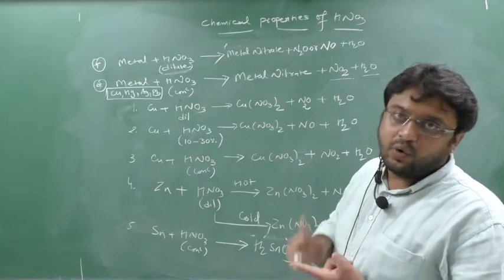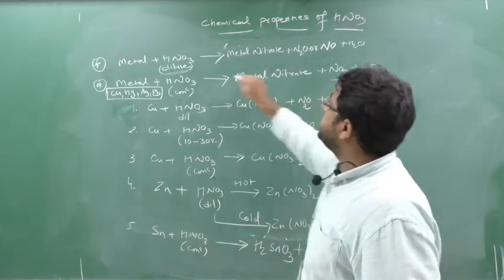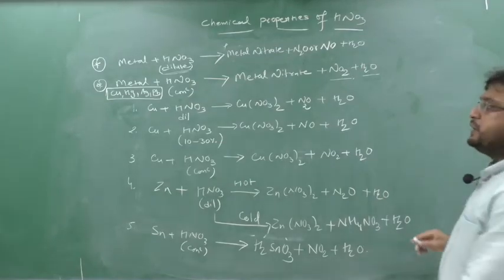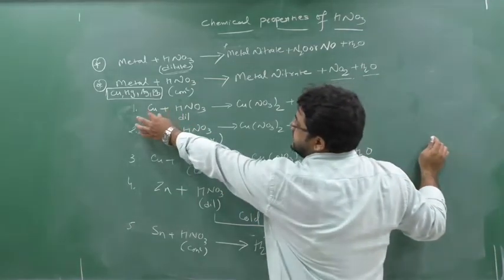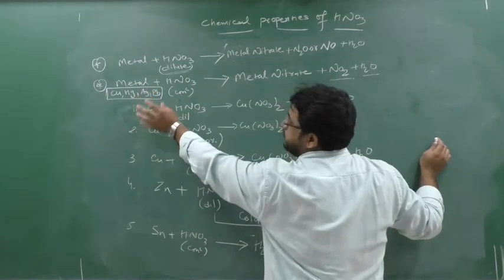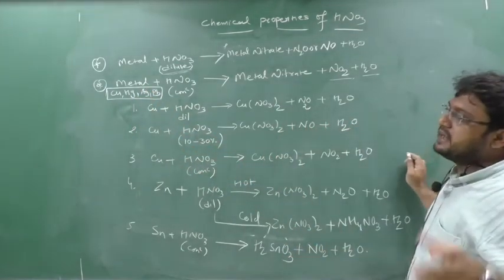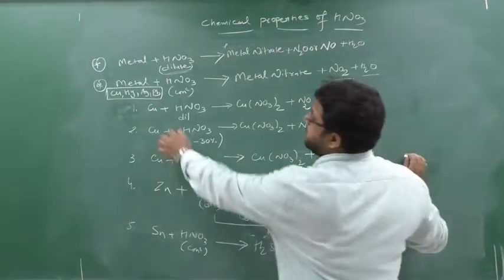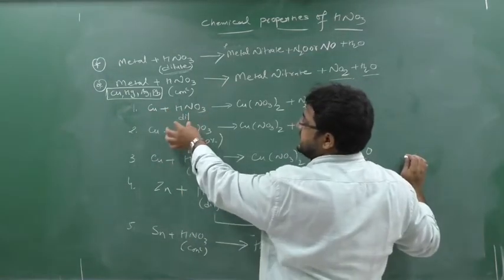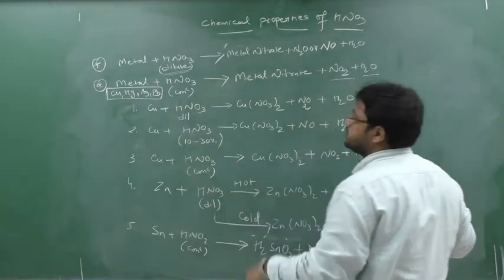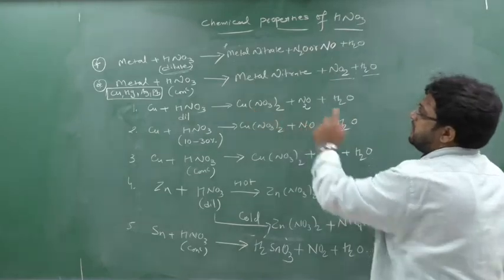Metal nitrate, water and nitrogen dioxide. Only in the diluted case is it not fixed, either NO or N2O. Now we will see this. I am taking the example of copper. You can take the example of Hg, Ag, Pb, but most of the time the examples come with copper only, so do not worry about it. Clear? Now see here. Copper reacted with nitric acid, and this nitric acid is highly diluted. So it will give copper nitrate, and when it is highly diluted, it will give N2O.